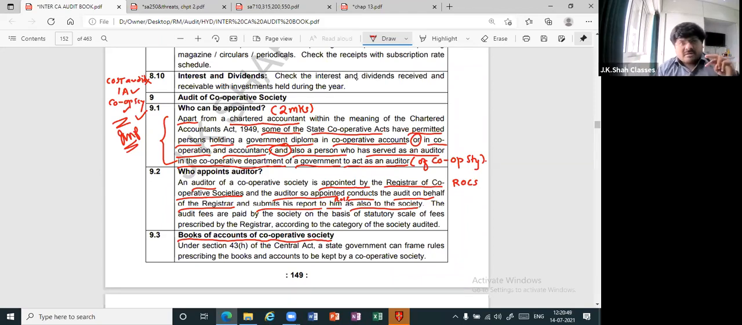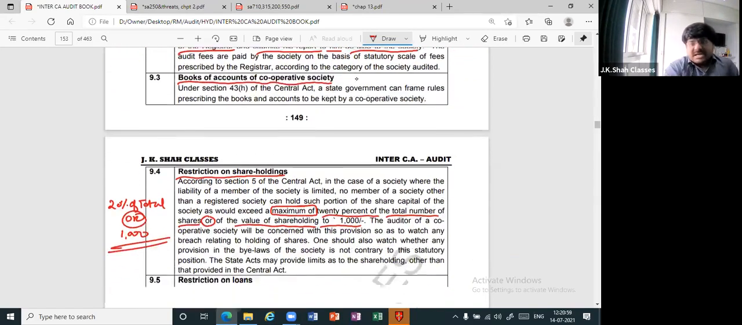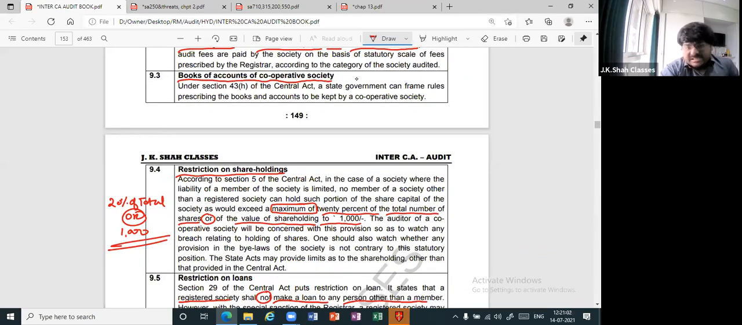Thereafter, the auditor will have to do audit on his behalf and he will submit the report only to the Registrar? No. Will he give it to the society also? Yes. Does the society have to maintain the books of accounts? Yes. Do they have to follow the laws and regulations? Yes. Is there a restriction on the shareholding in the society? Yes. How much? It is a maximum of 20% of the total shares or 1,000, correct amount.